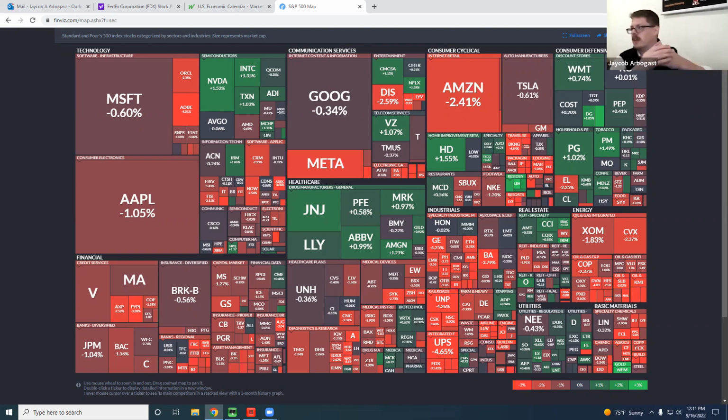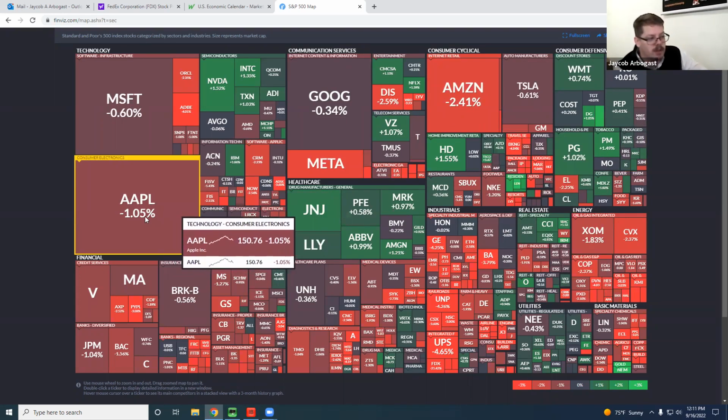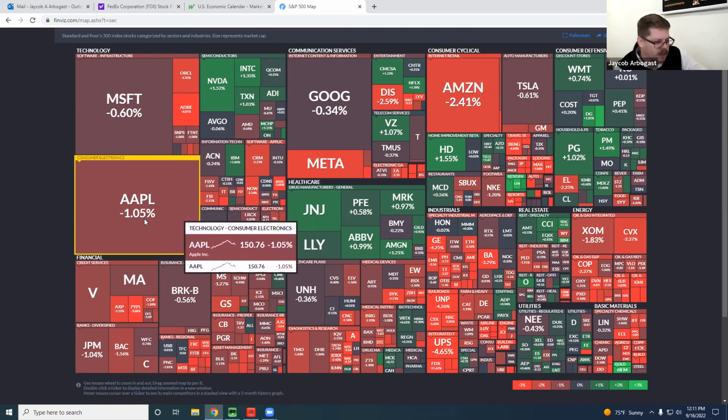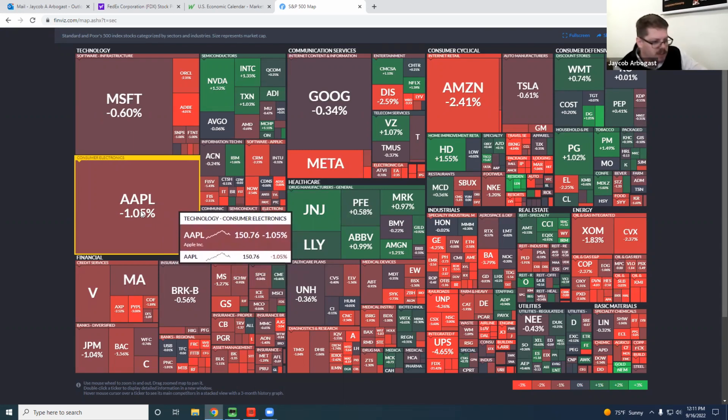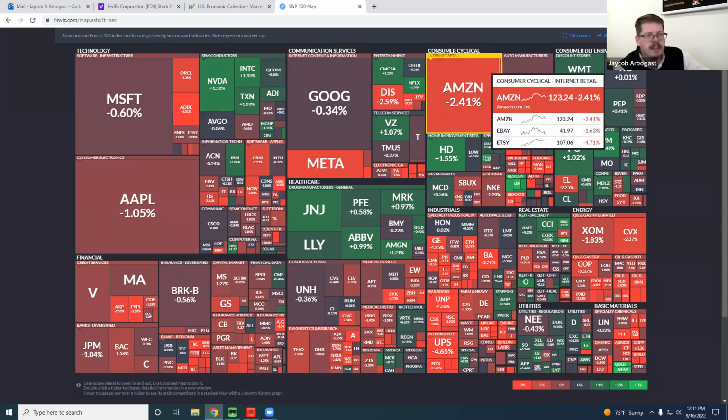I can change this to be over the course of the last year or whatever, but this is just for today right now. So right now, today, Apple is down 1.05%. It's not good for me because I own Apple stock. I actually bought it above 150, so I've taken a loss on it now. The brightest red is the worst, right?